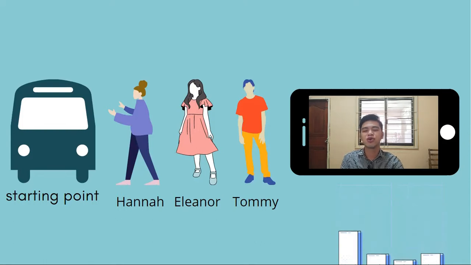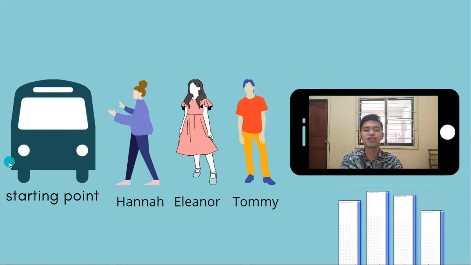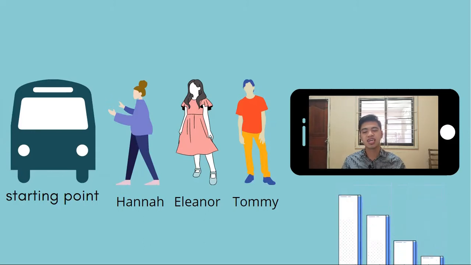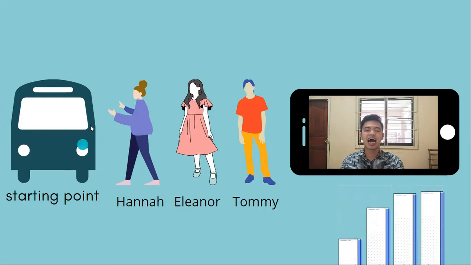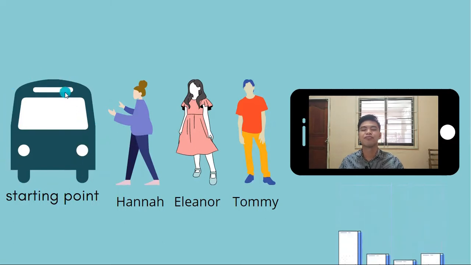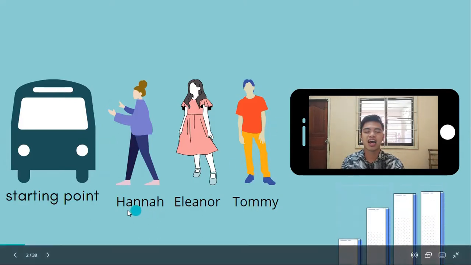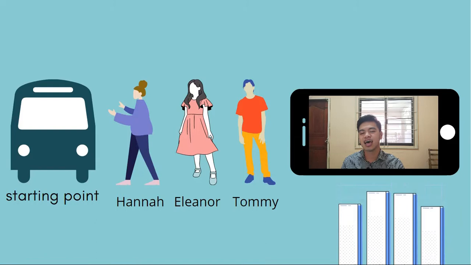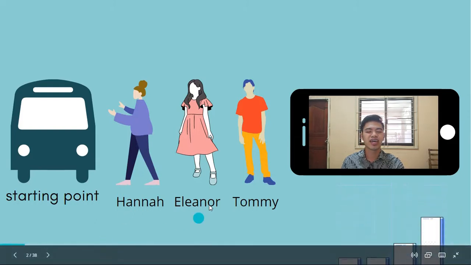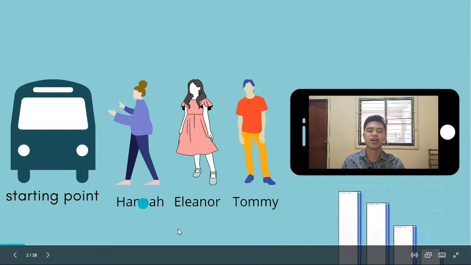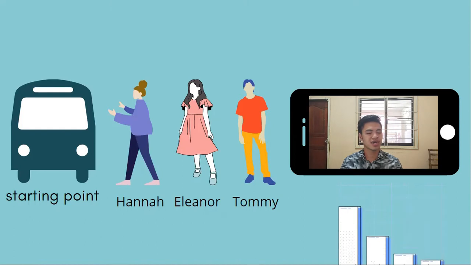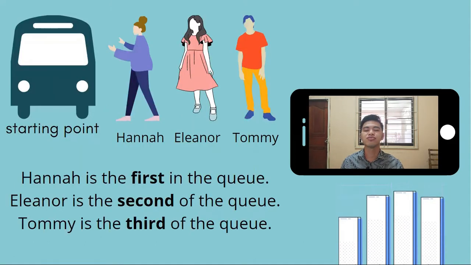As we can see here, in order to show ordinals or the order of the number, we must have a starting point. For example, here, we have the bus as the starting point, okay? This is the starting point. And the kids that are standing in line shows the ordinals. I will show you how it works. There is Hannah, Eleanor, and Tommy. So how can we show ordinals? Through the three kids, okay? So let's go and explore how to show ordinals.